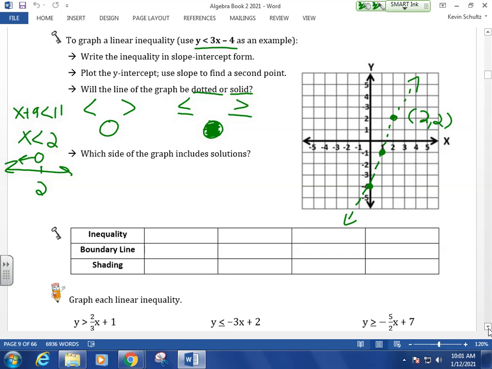If I plug in 2, 2 into my inequality, so instead of y is less than 3x minus 4, I get 2 is less than 3 times 2 minus 4. Right? Or 2 is less than 6 minus 4. That simplifies down to me 2 is less than 2. Is that true?